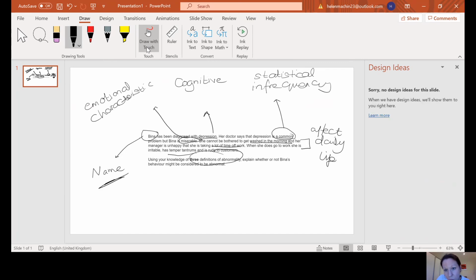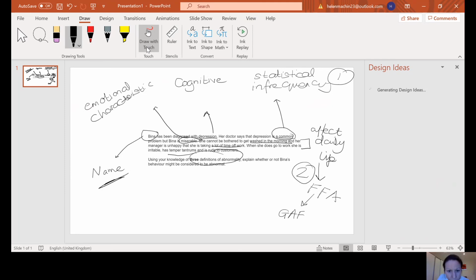Okay, so that's number 1. That's one of my definitions. Then this idea that she can't be bothered to get washed, and because she's taking a lot of time off work, her manager's unhappy. This affects daily life, that I wrote, that should make me think of another definition, which is the failure to function adequately definition. And that, of course, uses the GAF scale. So that's going to be my number 2.